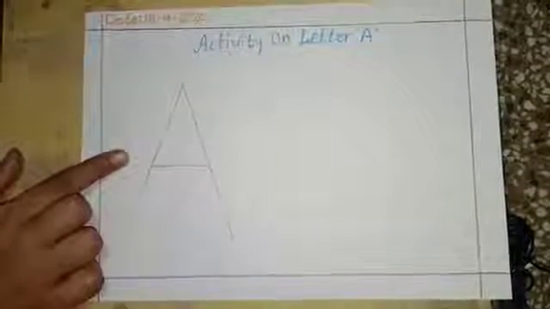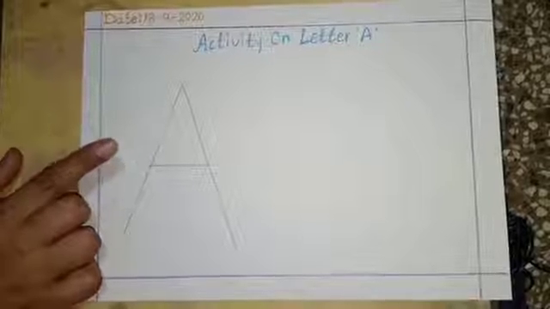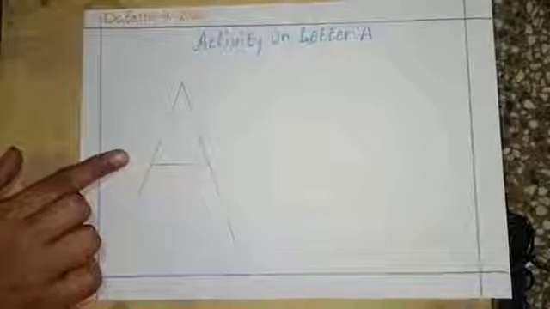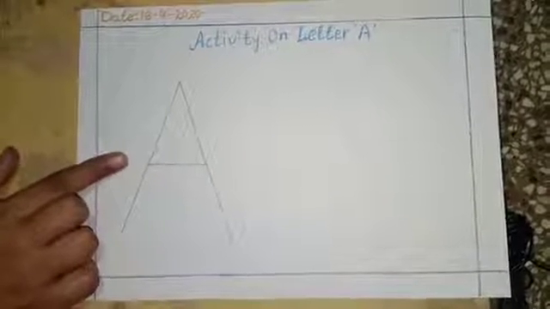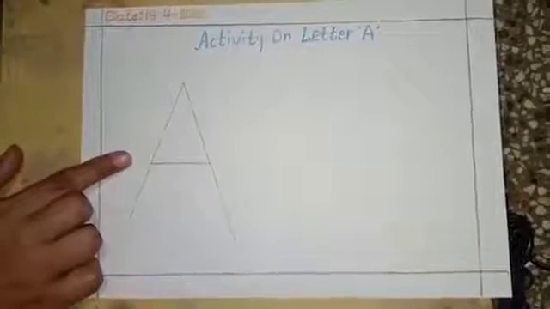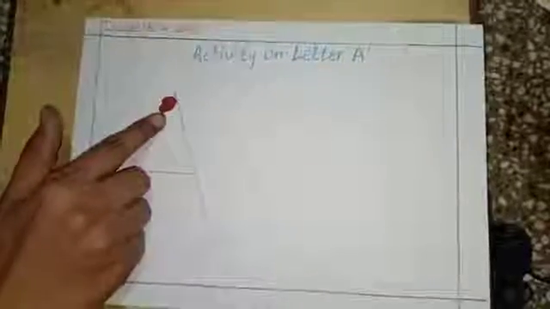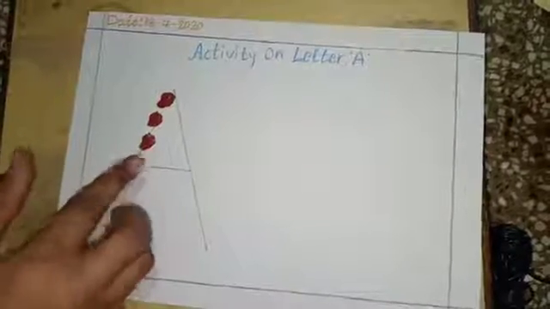I request all the parents to draw a letter A on a sheet and allow your kids to do thumb painting or coloring or anything on letter A so that they will identify the letter A. The kids can also do the thumb painting on the letter A like this.